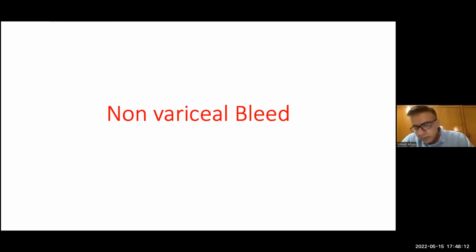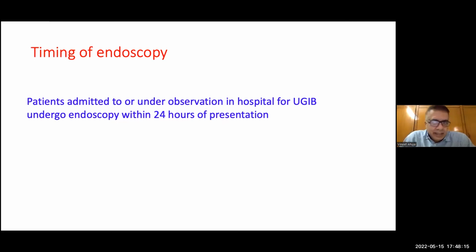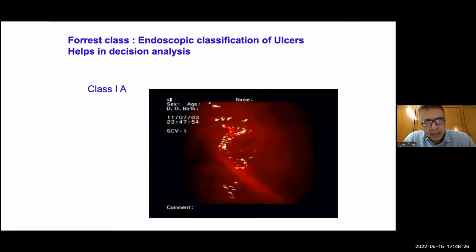Now let me move on to non-variceal bleed. Again, timing of endoscopy. Here, timing of endoscopy is considered as early endoscopy within 24 hours of presentation. That is, resuscitate the patient and then go forward. Once you do an endoscopy, why is endoscopy very useful? Because in endoscopy, you grade the ulcer.